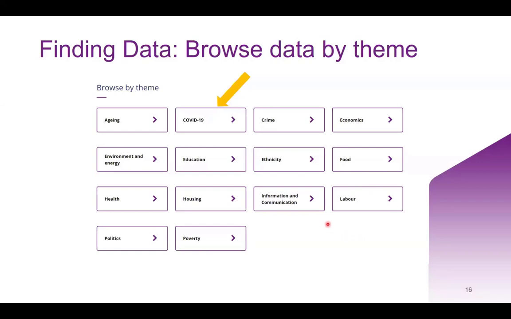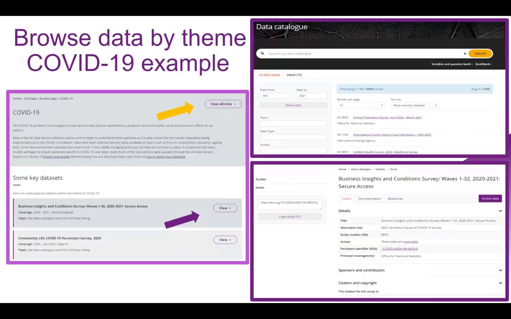This slide shows some of the popular themes that we have, which are aging, COVID-19, crime, among others. Selecting any of the above themes will present the individual theme page. In this case, we are using COVID-19 as an example. The individual theme pages not only list key data sets on our selected topic, but they also allow users to view all the data related to this topic within the data catalog by clicking the View All Data button.